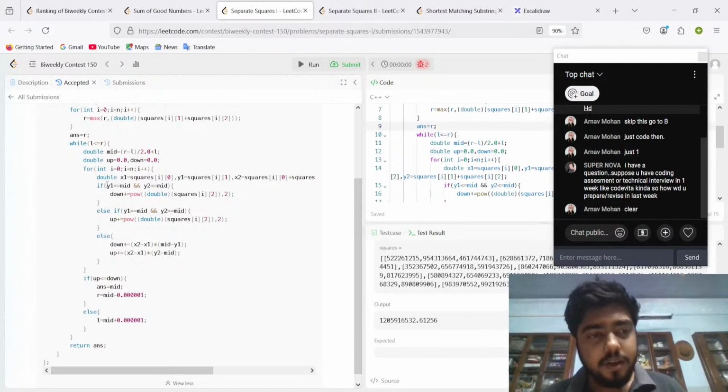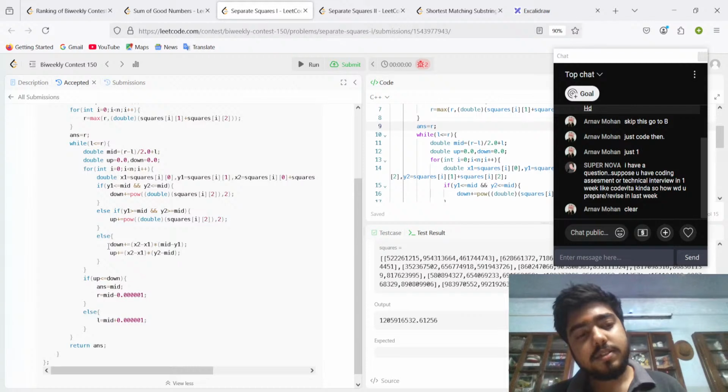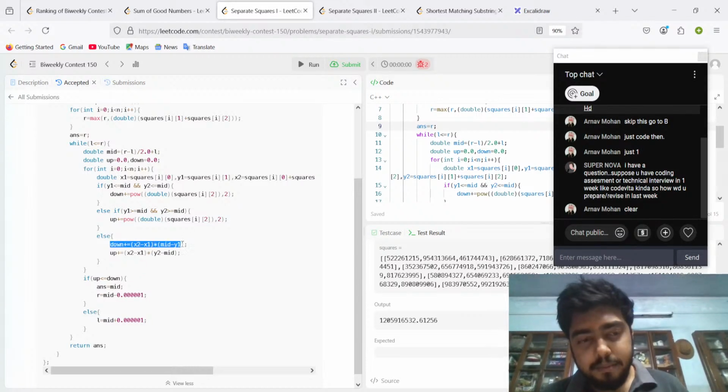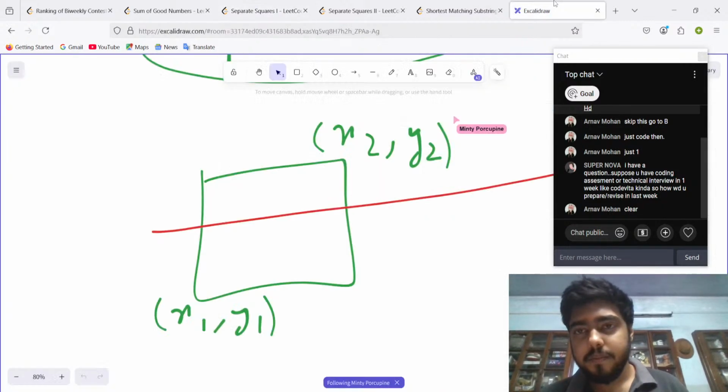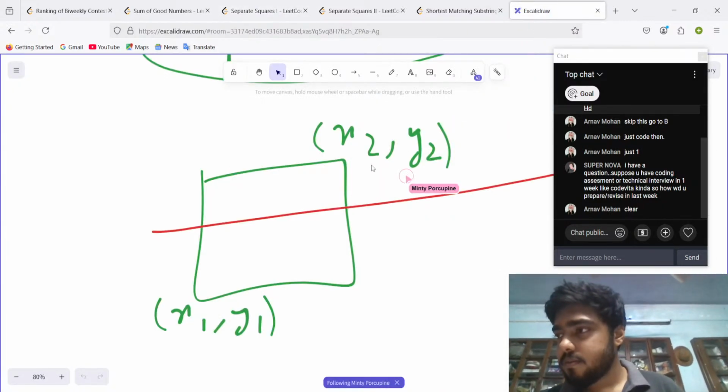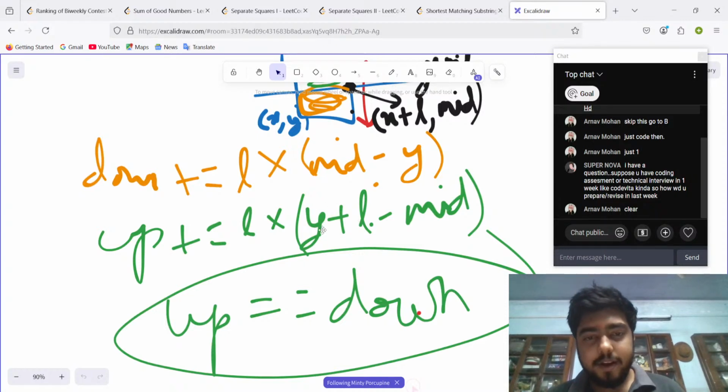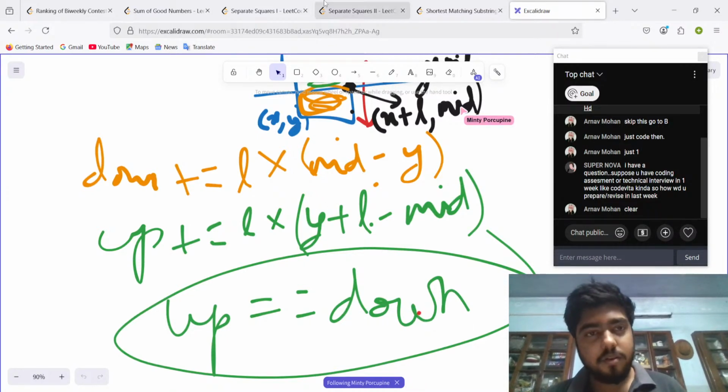So initially, if this is the condition, then the whole area is going to be contributing to the down. Otherwise, it is going to be contributed to the up. Otherwise, what happens? Down is contributed with mid minus y1 and up is contributed with y2 minus mid. Okay. This is it. Y2 minus mid and mid minus y1. Okay. Clear?